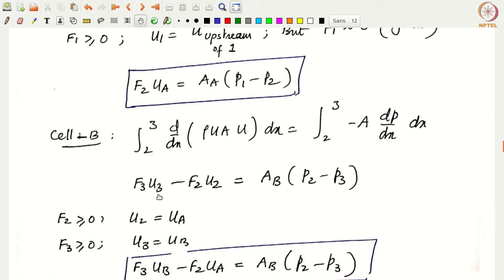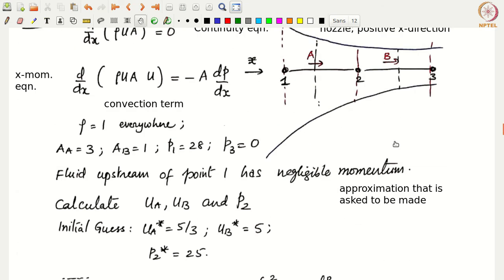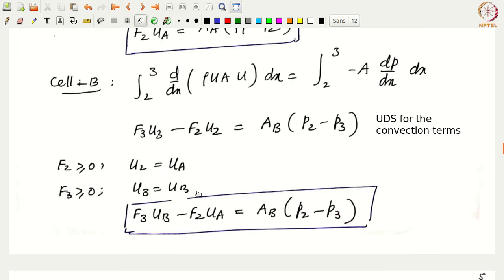That is understood. Now of course you have to apply the upwind difference scheme again for the convection terms, right? Because F3 is positive, u3 equals uB, and because F2 is positive, u2 equals uA. These are the upstream values for these flow rates. All right, that means for cell B, u3 can be written as uB, and u2 can be written as uA.